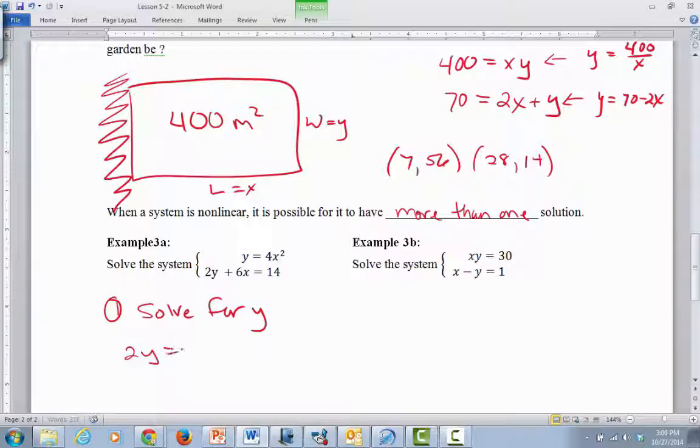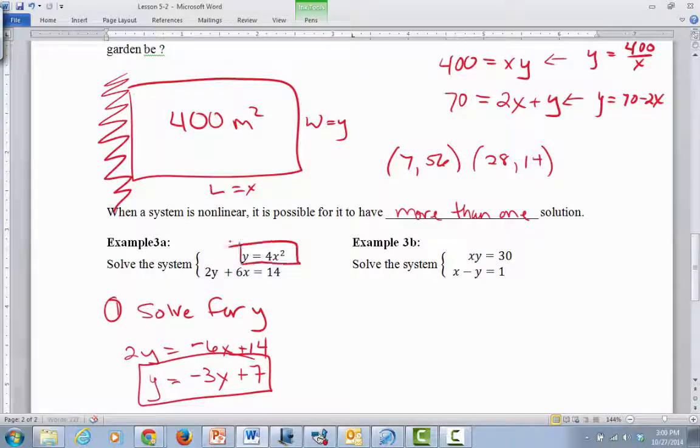So 2y equals negative 6x plus 14. Do you guys see what I did? I subtracted 6x from both sides. And then I'm going to divide both sides by 2. So y equals, what's negative 6 divided by 2? Negative 3x. And what's 14 divided by 2? Okay, so I need to put this into my graphing calculator and this one as well.